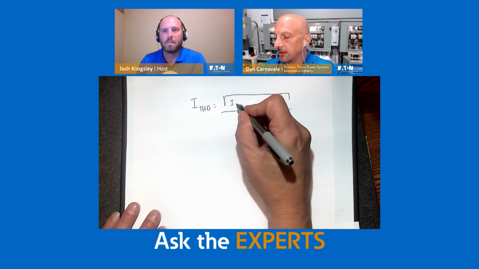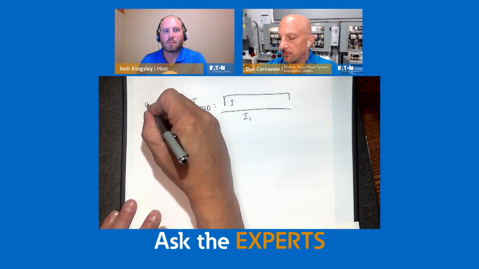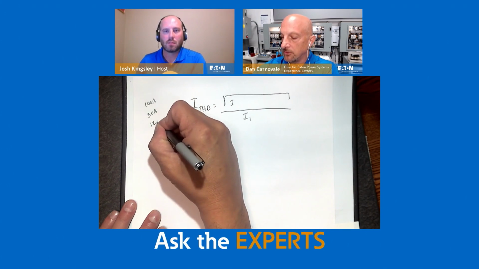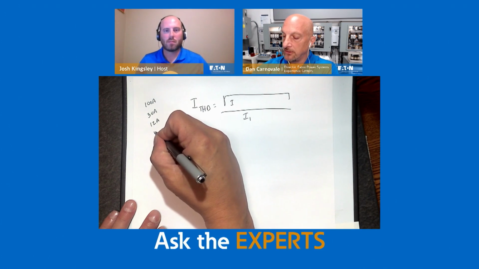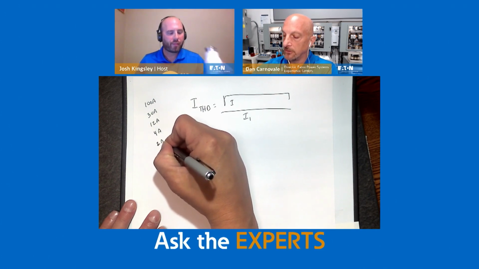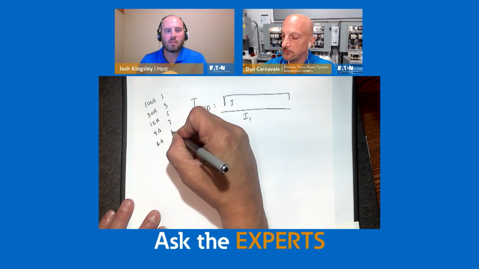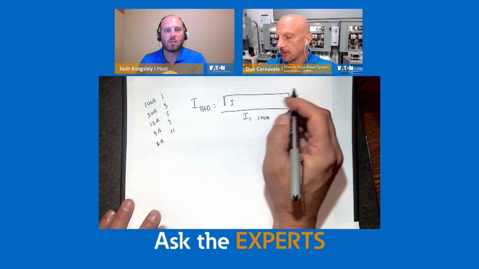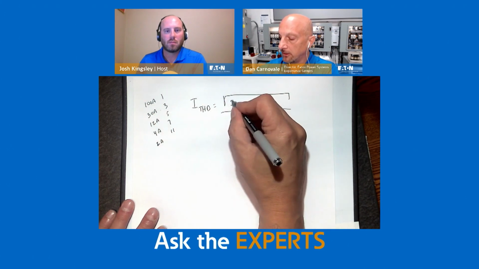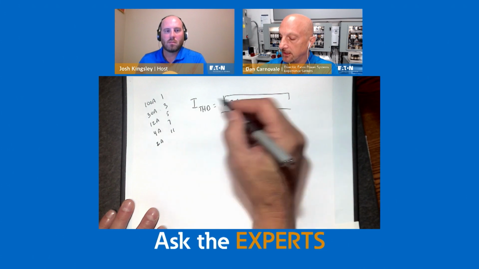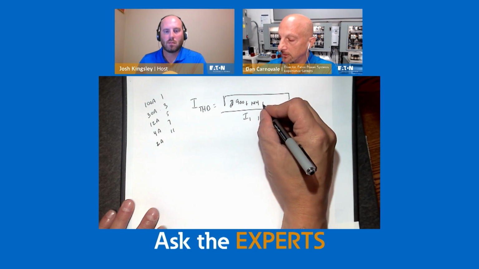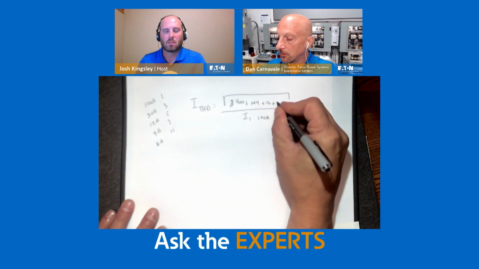So let's say we're going to use an example where we have a fundamental of 100 amps, third harmonic 30 amps, fifth harmonic say 12 amps, seventh harmonic say 4 amps, and 11th harmonic 2 amps, or whatever. So this is fundamental, third, fifth, seventh, say 11th. The fundamental here is 100 amps. If I take 30 squared, I get 900, plus 12 squared, I get 144. I take 4 squared, 16, and 2 squared, I get 4.